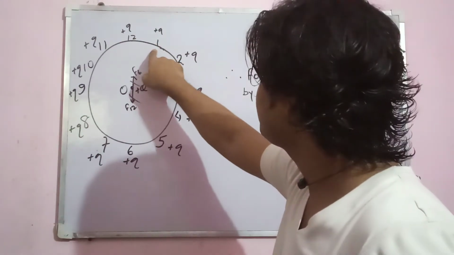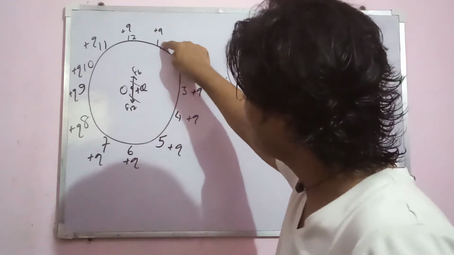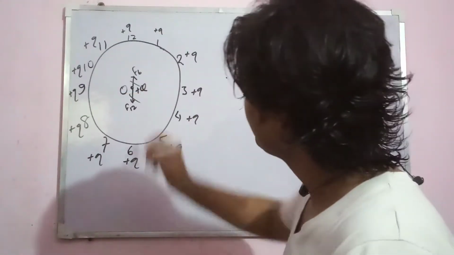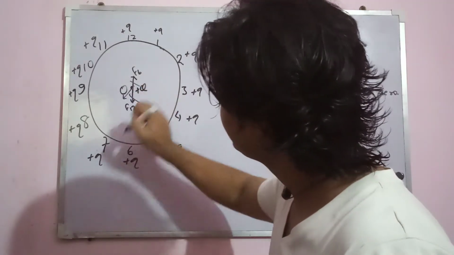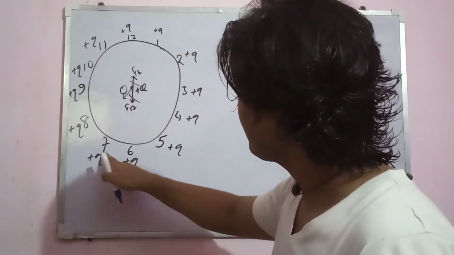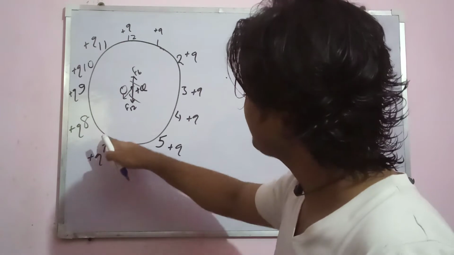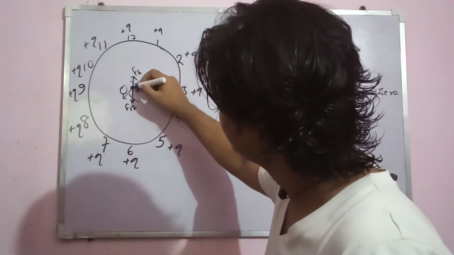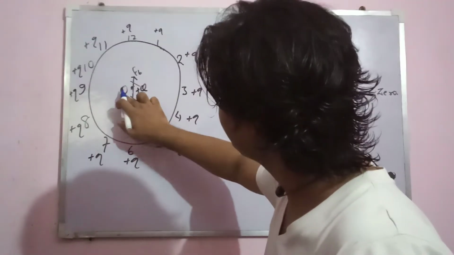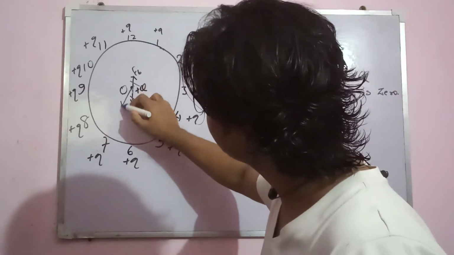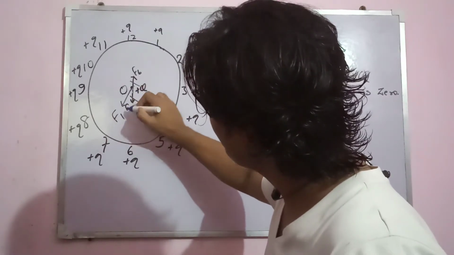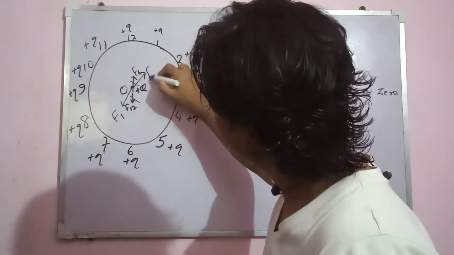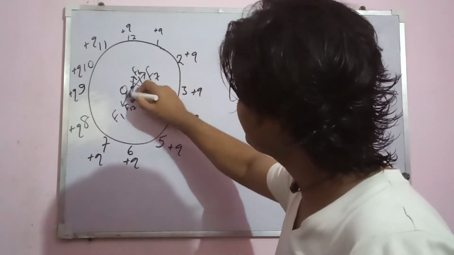Similarly, take the force by the charge placed at point 1 on O. It will be in this direction, and 7 is just after 6. So 7 is just opposite to this. Let me draw here the direction. That is F1. This is F7. Again, the same analysis, they cancel each other.